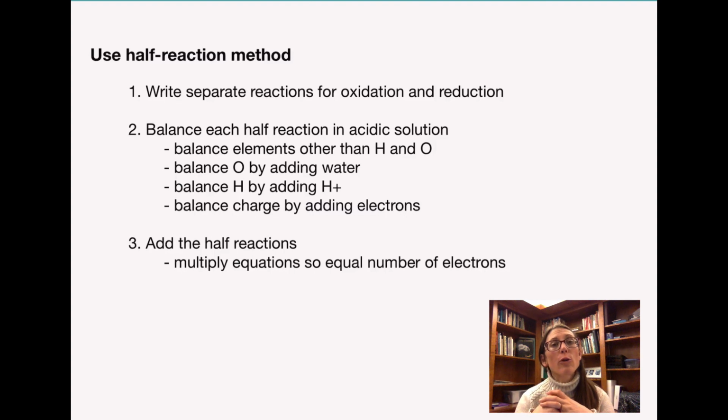Once you have done that for both half reactions, you will then add those half reactions together, but you have to make sure that you've got the same number of electrons being gained and lost in both equations. And so you might need to manipulate the equations to accomplish that. And then you're just adding them together. Let's take a look at how this works with our first example.